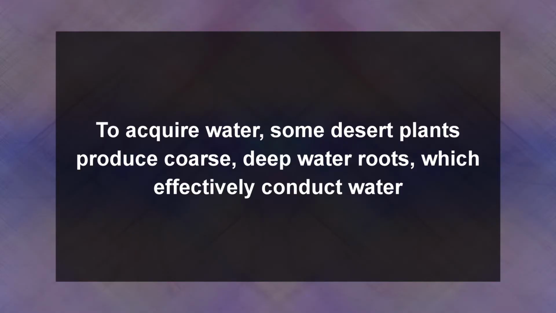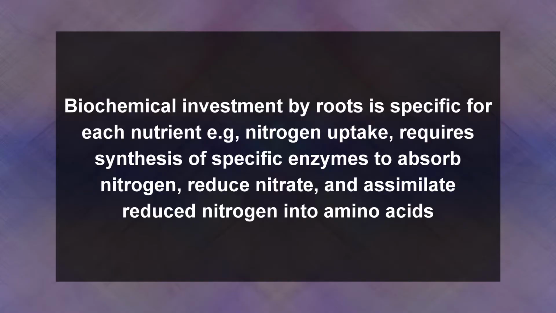To acquire water, some desert plants produce coarse, deep water roots which effectively conduct water but are relatively ineffective in absorbing nutrients. Other plants produce only shallow roots and remain active only when surface water is available. In addition, the biochemical investment by roots is specific for each nutrient. For example, nitrogen uptake requires synthesis of specific enzymes to absorb nitrogen, reduce nitrate, and assimilate reduced nitrogen into amino acids, whereas different enzymes are required to absorb phosphorus.